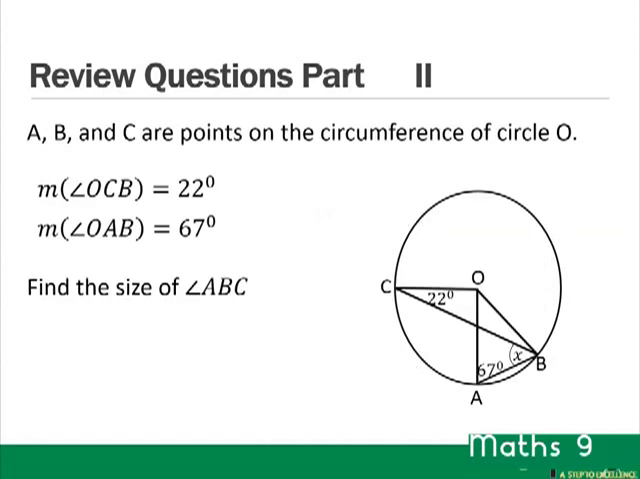Part 2. A, B and C are points on the circumference of circle O. The measure of angle OCB is 22 degrees. The measure of angle OAB is 67 degrees. Find the size of angle ABC. Pause the video whilst you work it out.